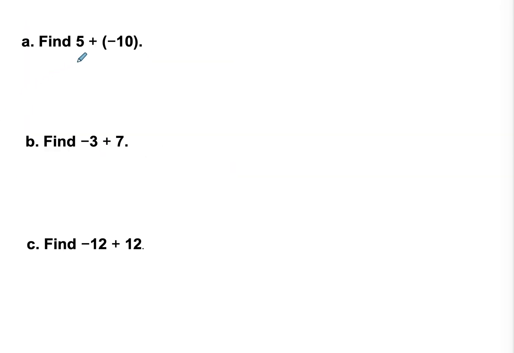Find 5 plus negative 10. So different signs, find the difference. If I thought 10 minus 5, that's going to be 5. More negatives, answer's negative. I have 10 negatives, I have 5 positives. Let's look at this next one. Negative 3 plus positive 7. Different signs, find the difference. 7 minus 3 is 4. And there are more positives, so my answer is going to be positive. And then for C, negative 12 plus 12, those are additive inverses. So they're going to equal 0, which isn't really positive or negative.